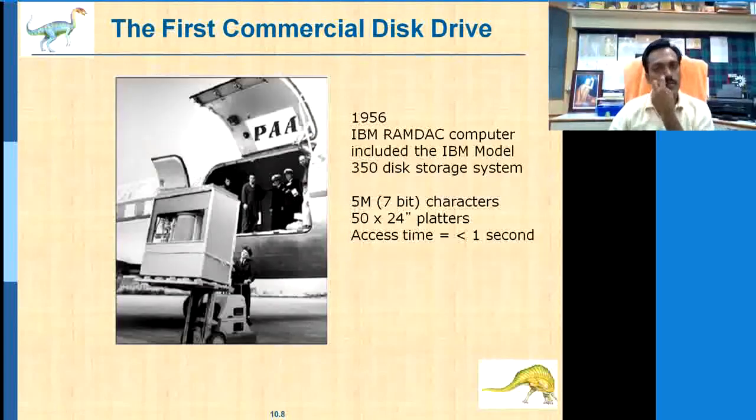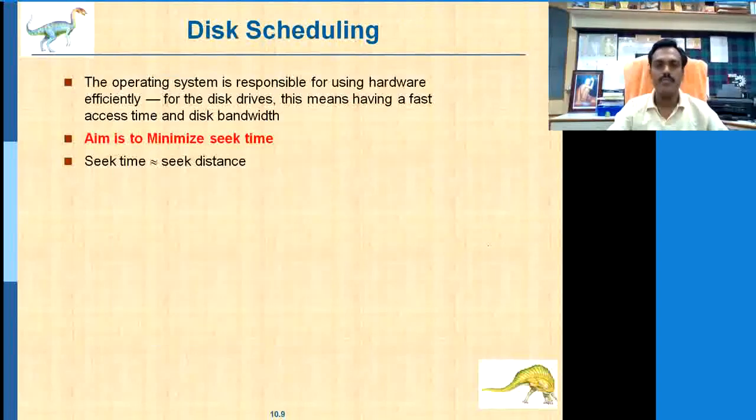Now this is the first commercial hard disk drive, developed in 1956 for the IBM RAMAC system. It is only 5 MB in size. Now you can observe the size of this hard disk. It consists of 50 platters of 24 inch each. There are 50 platters and the size is 24 inch. The access time is less than 1 second. Nowadays we have very small hard disks but with very high capacity.